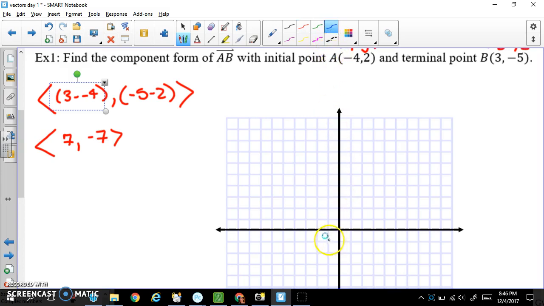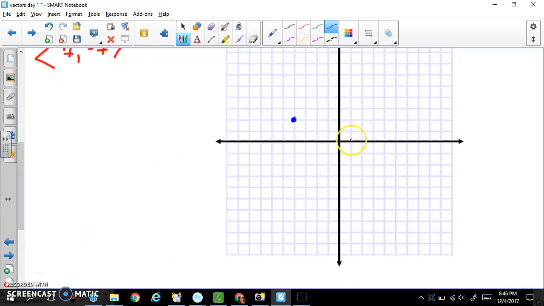So right here, I can go -4, 2. So 1, 2, 3, 4, 1, 2. So I'm here at -4, 2. And then I'm going to go to 3, -5. So 1, 2, 3, and then 1, 2, 3, 4, 5. So let me connect the two of those. Right there.